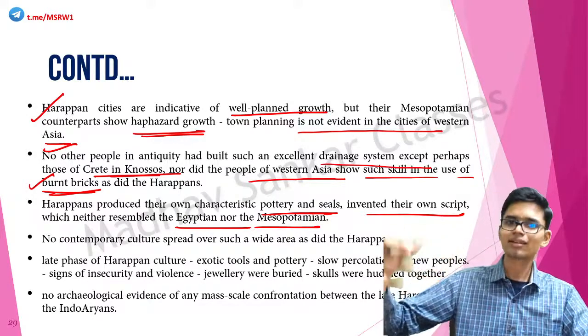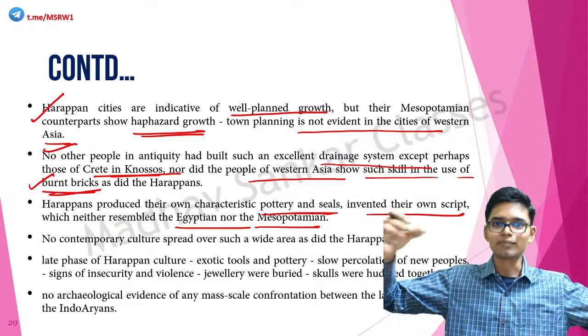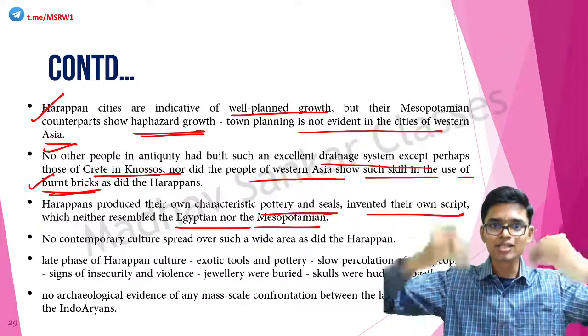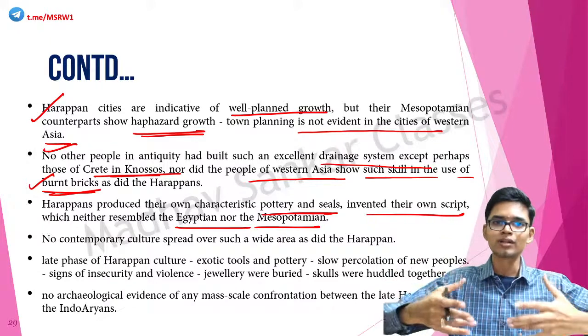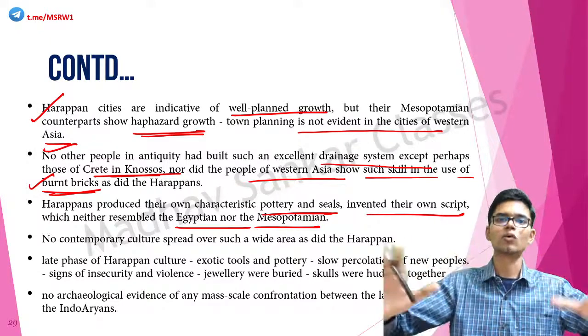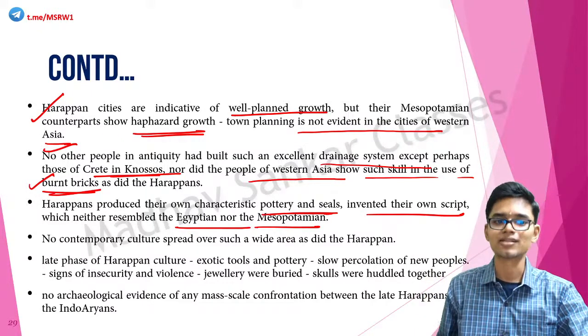All this points to the fact that the Indus Valley civilization was a very well advanced society. Because all these are indigenous, it is their own script. It is not borrowed from someone else. They developed it on their own. Their pottery, their seals, everything was their own. All these point to the advancements achieved by the Harappan civilization.